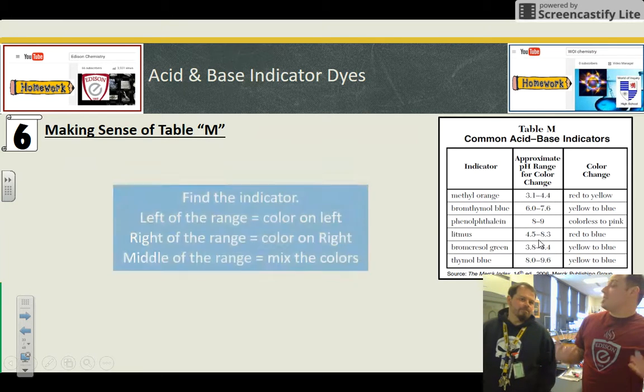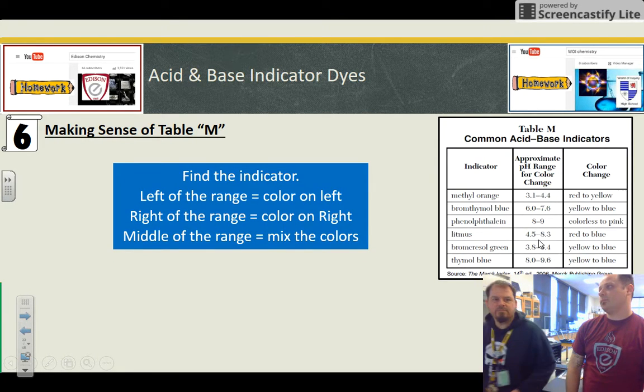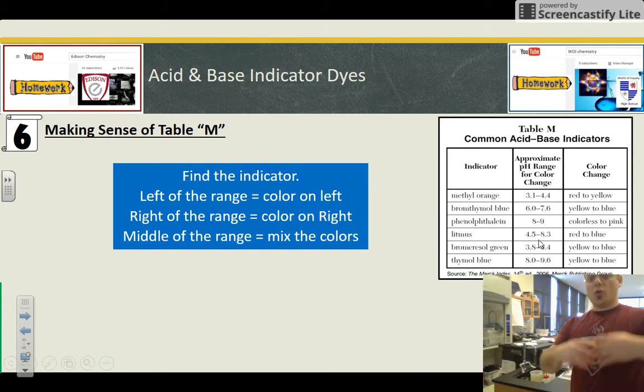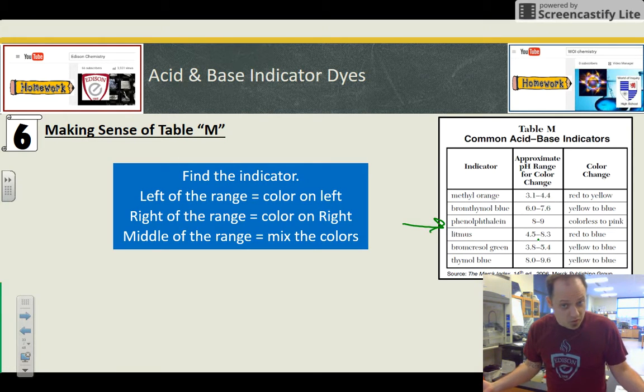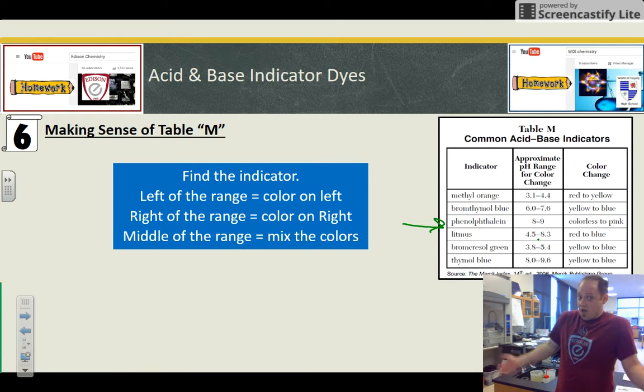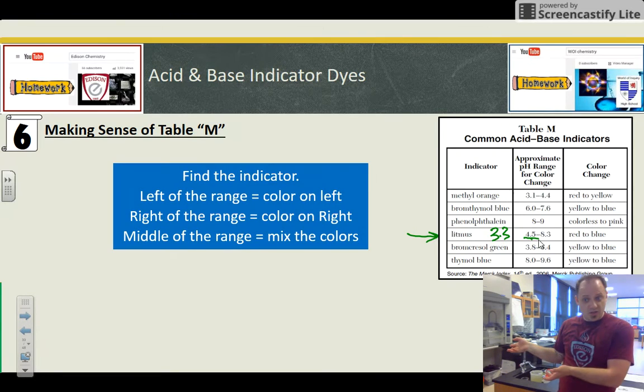So you have to make sense of table M. This is how we do it. You'll have to find the indicator of interest. There's six. I don't like phenolphthalein. Let me pick litmus. I found my litmus. Now, the approximate pH range: whatever is to the left of the range is the color on the left in the color change. 3.3 would be left of the 4.5, so I'd be left of the range, pick the left color.